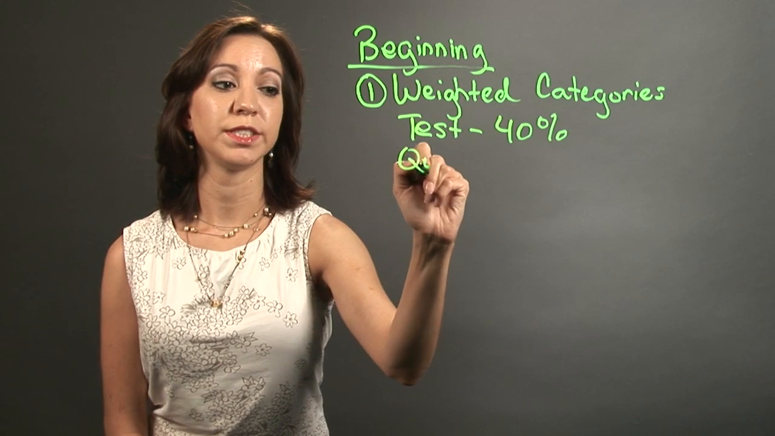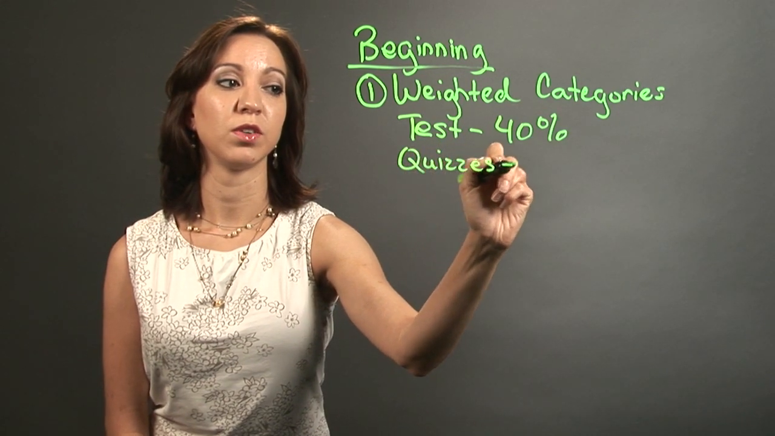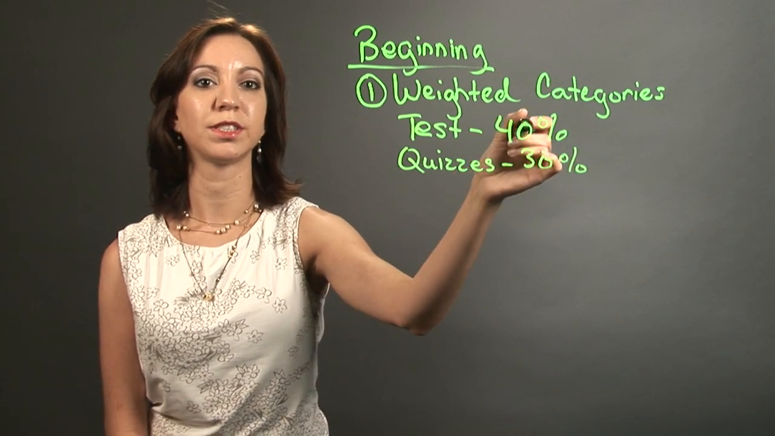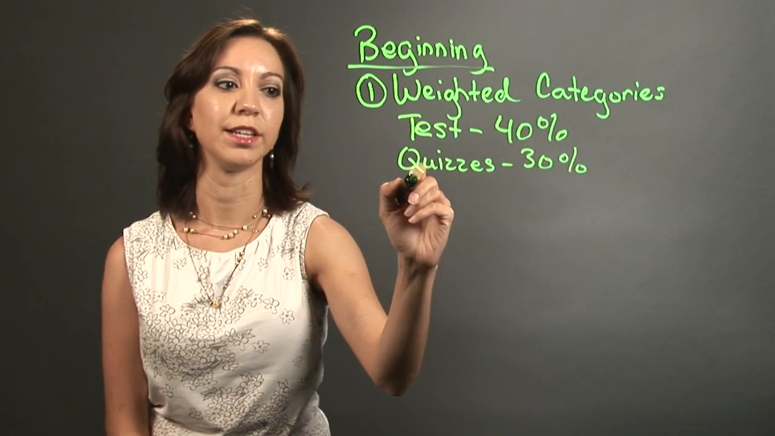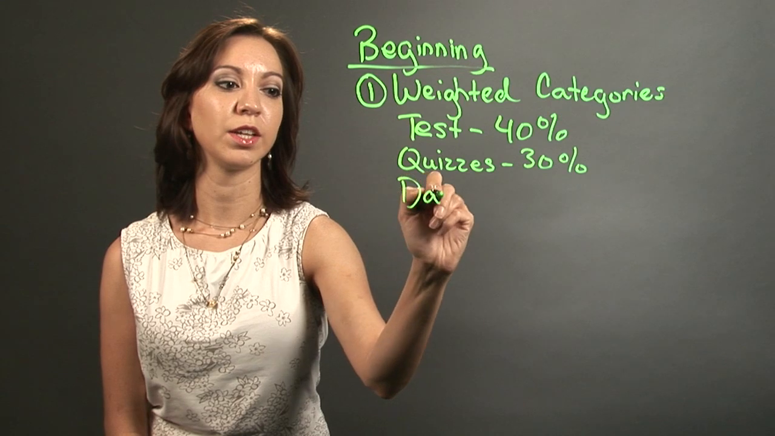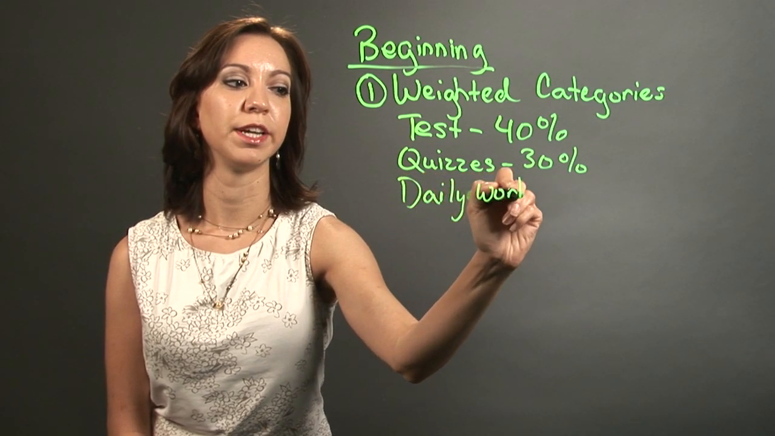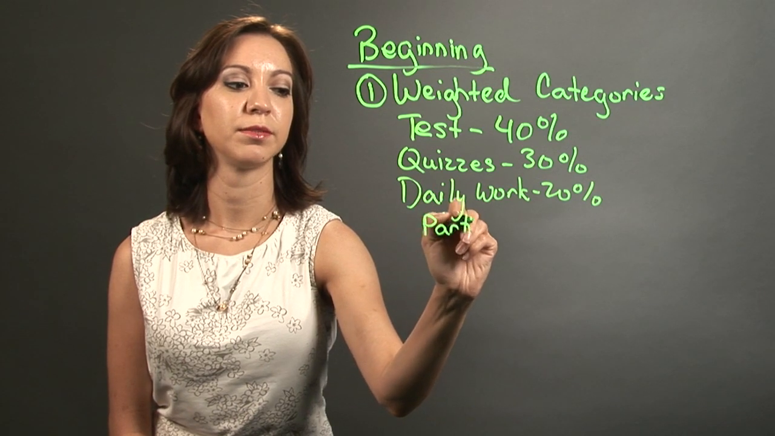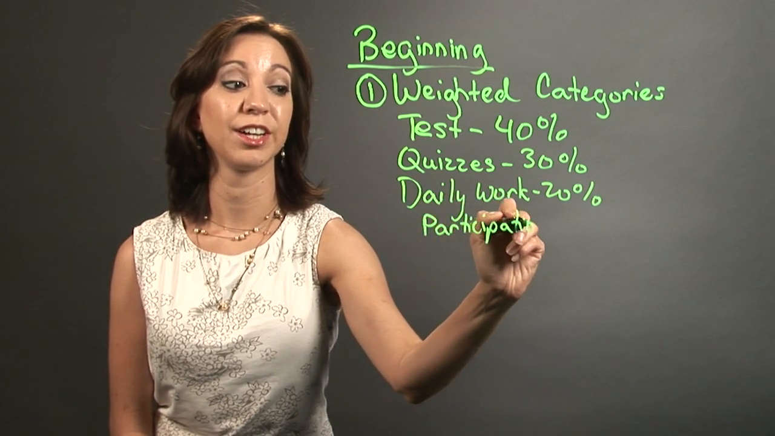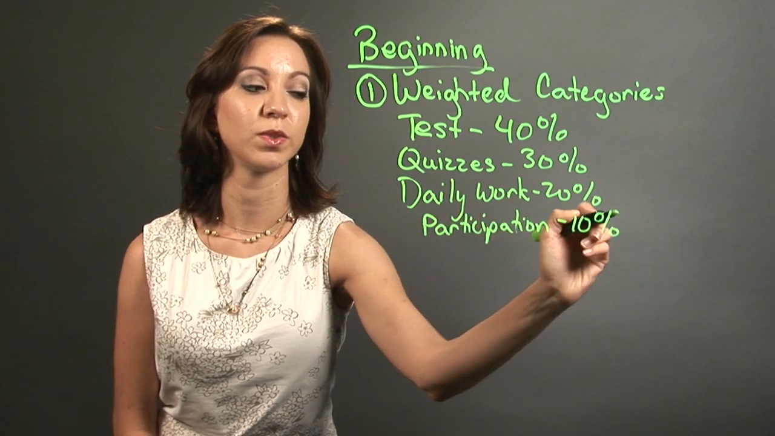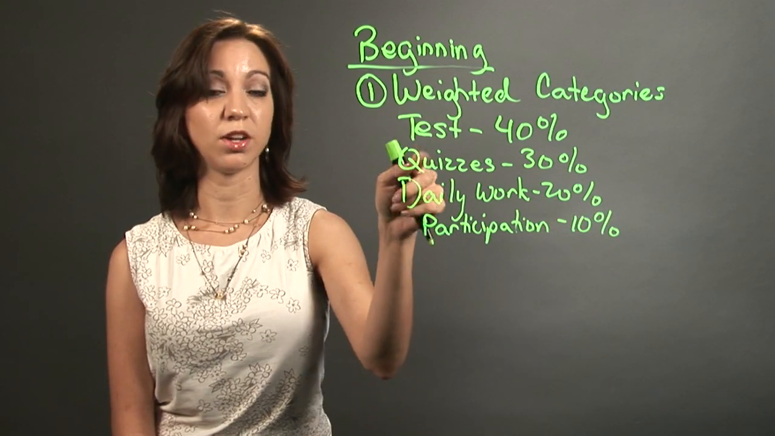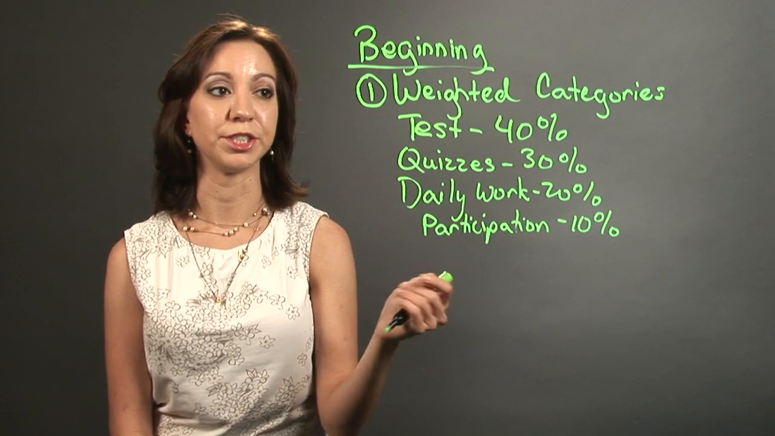Perhaps you want to do the quizzes as a 30% weighted grade. If you are doing weighted categories, you want essentially all of these to add up to 100%. So let's say that daily work is 20% and your participation is 10%. Make sure that you establish clarity from the beginning, once again, that this is what's going to be done throughout the process. The students can be expected to depend on those parts of the grading procedure.